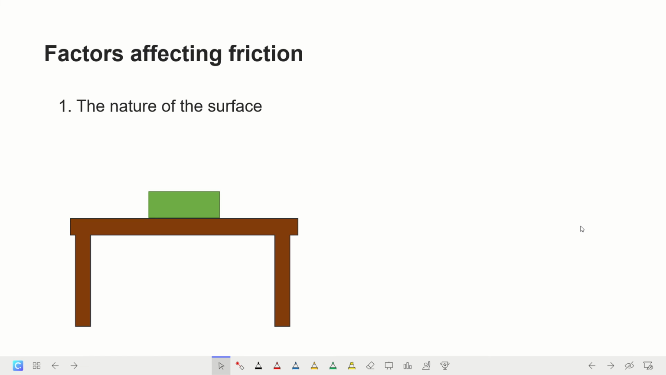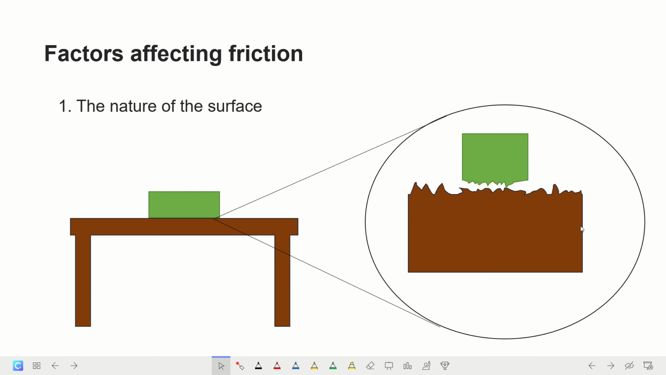So the first factor that affects friction is the nature of the surface. Suppose we have here a book that is sitting on a table. If we just look at the table and the book, we can't see what their surfaces look like. But if we look at the surfaces of these two objects at a microscopic level, we'll see that there are uneven irregularities in the surfaces of these objects. So these irregularities cause these objects to interlock with each other.